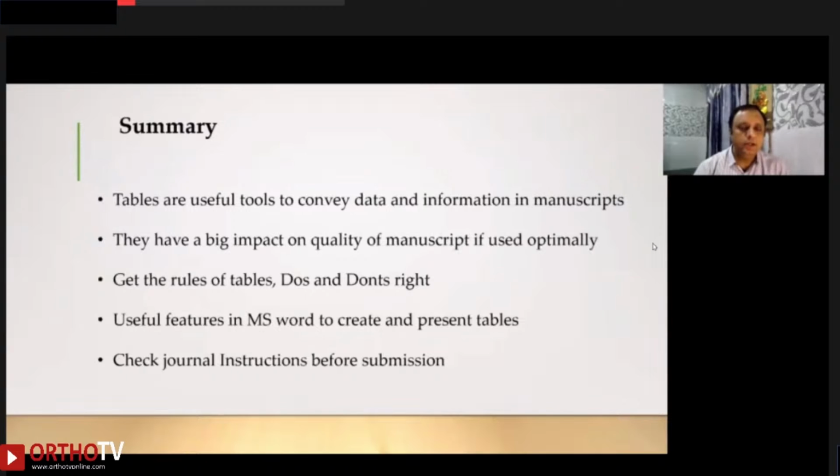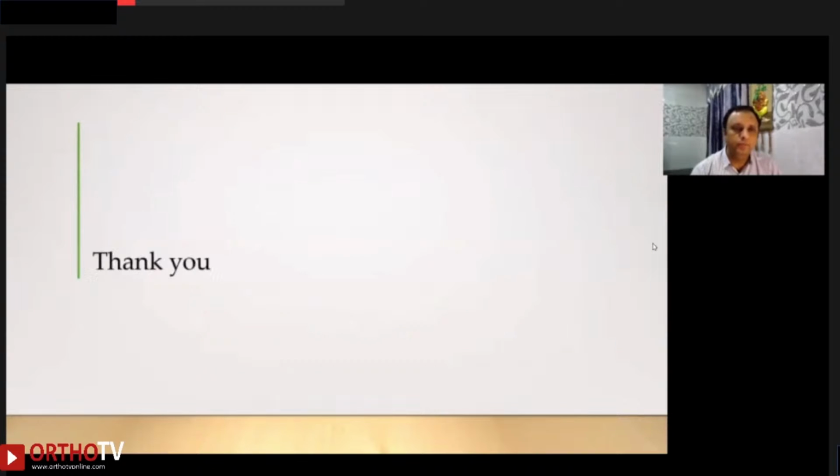So to summarize, tables are useful tools to convey data and information in manuscripts. They have a big impact on the quality of the manuscript if used optimally. You should get the rules of the tables right, the do's and don'ts. It's also useful to know the features in Microsoft Word on how to create, present and format tables. Always check journal instructions before submission of the table.